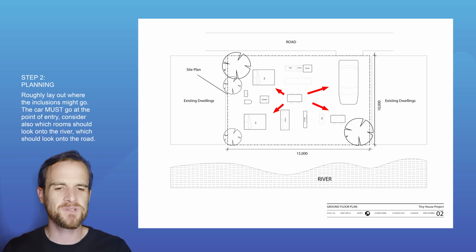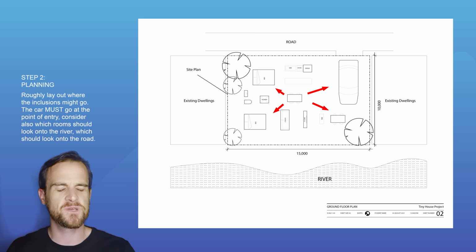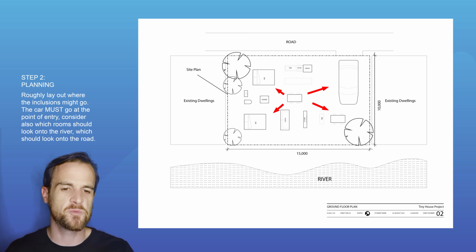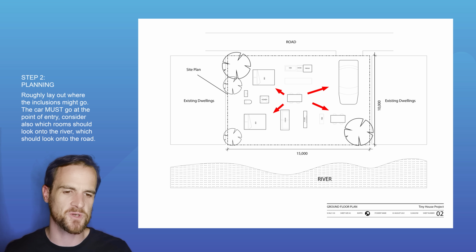Step two, we're moving into planning now. So you've got everything there. A way to go about this, and it's not the definite way, but it's a really great way to start, is to push out the different items to roughly where they might sit in the diagram. So in the bottom left, we've got the bed, which will be the master bedroom. We want that to face out into the view, so I've pushed that to the bottom left.